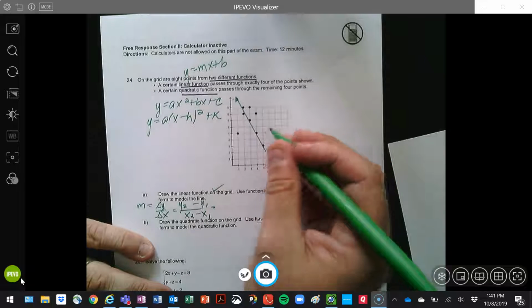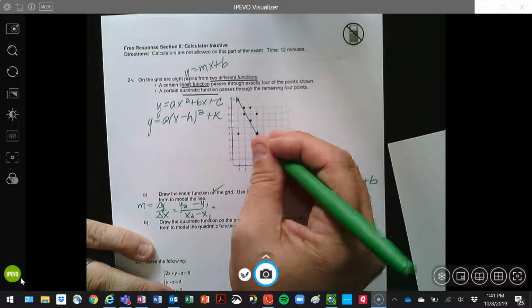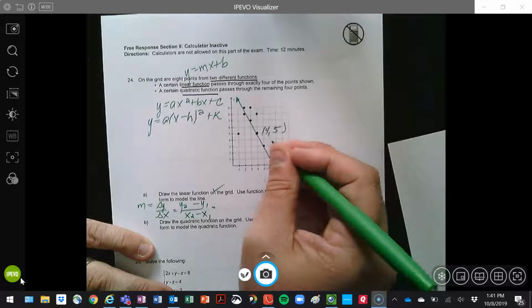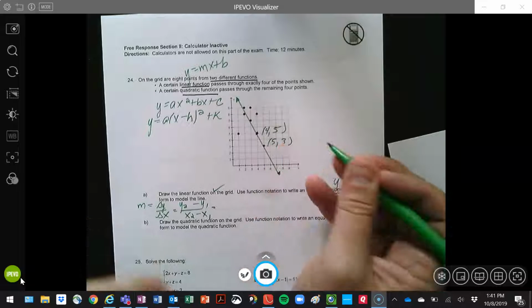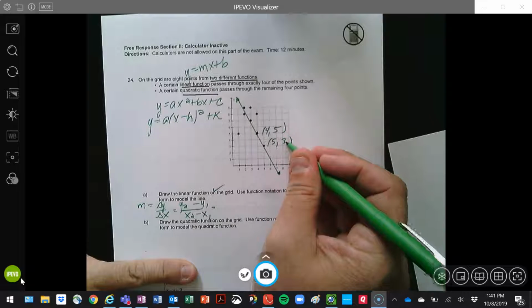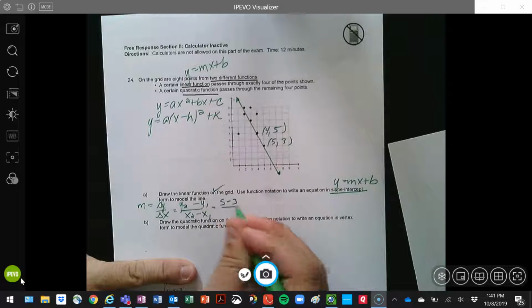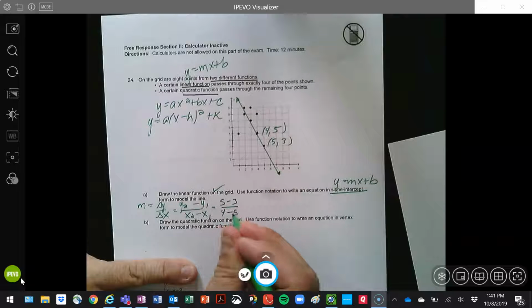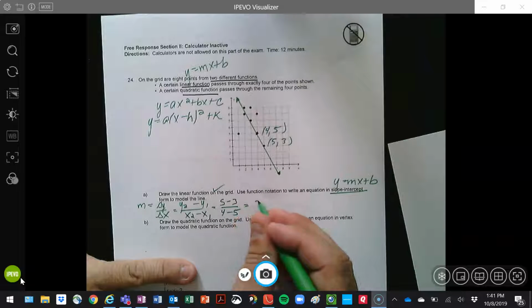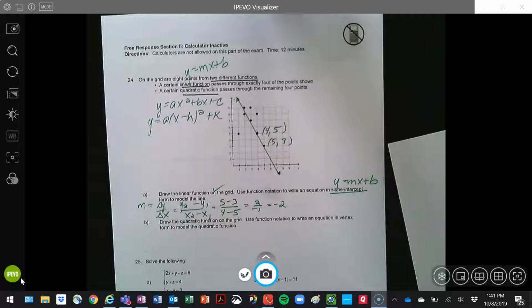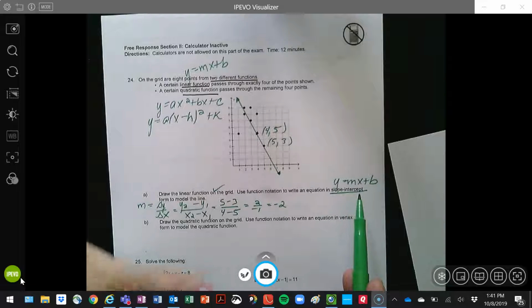We're going to pick 2 points that are on that line. I see this point here is at 4, 5. I see this point here is at 5, 3. And y2 minus y1, 5 minus 3, over x2 minus x1, 4 minus 5. I get 2 over negative 1, which is negative 2. That's my slope. That's the m.